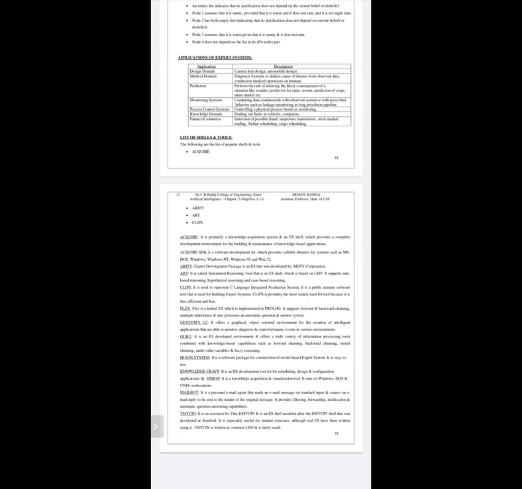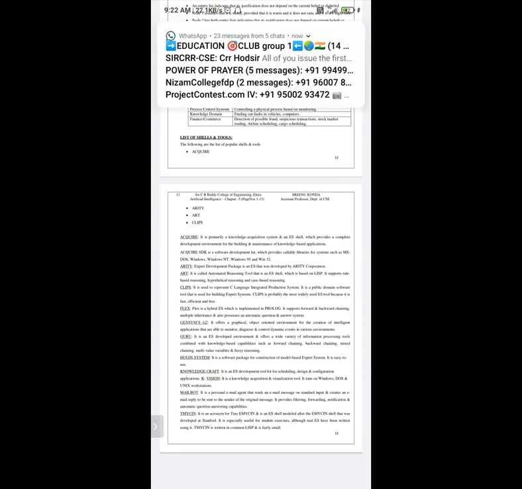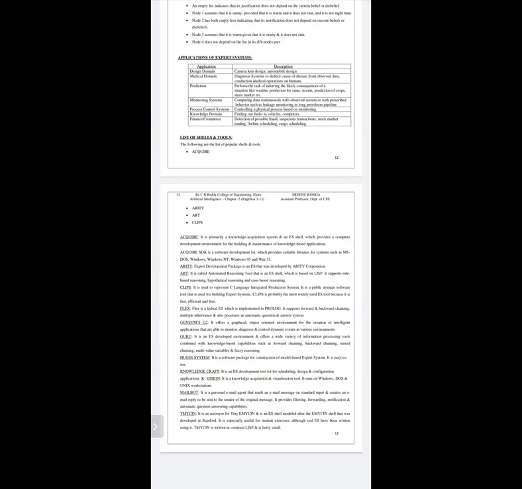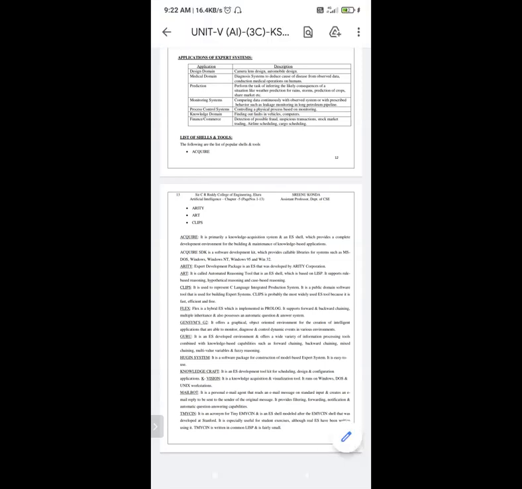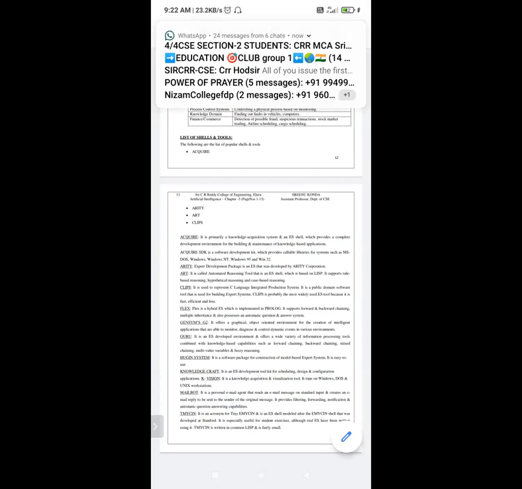And next one is CLIPS. CLIPS means C Language Integrated Production System, which is a public domain software tool used for building expert systems. It is the most widely used expert system tool, which is fast, efficient, and free. Next one is Flex. It is a hybrid expert system implemented in Prolog that supports forward chaining and backward chaining, multiple inheritance, and possesses an automatic question and answer system.